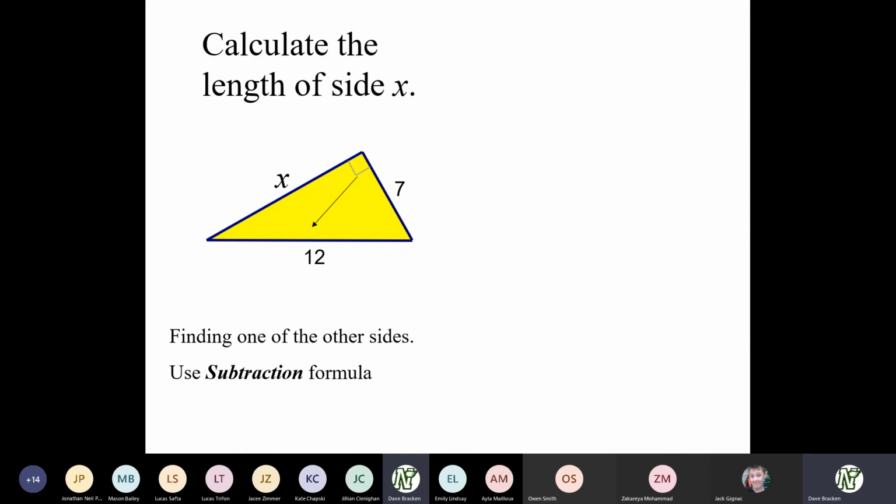Now, here's where you've got to be careful. When you asked the question about how do you know which is A and which is B, I said they're interchangeable. For this, though, this has to be your C. The 12 has to be the C. And then the other two sides can be your A and your B.